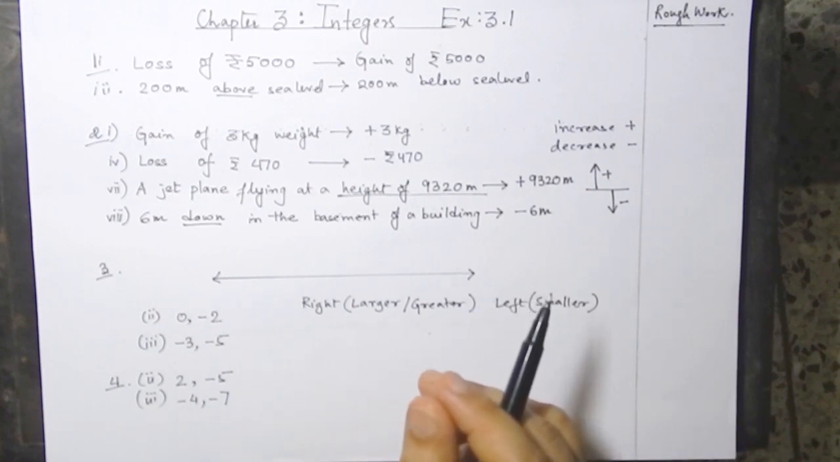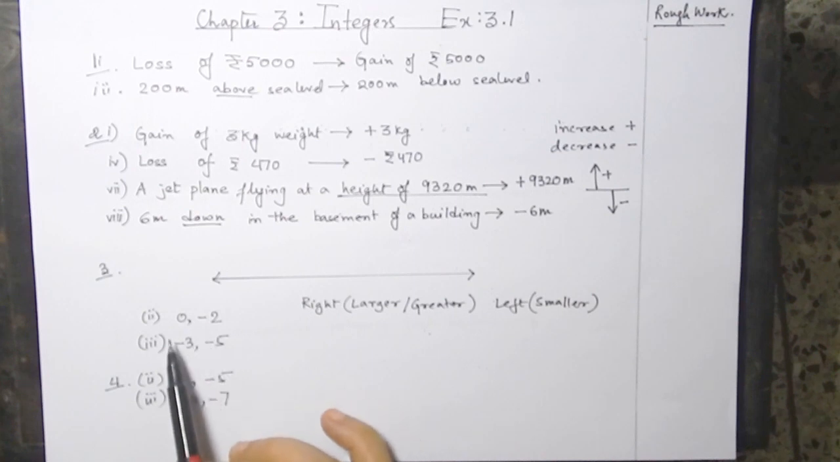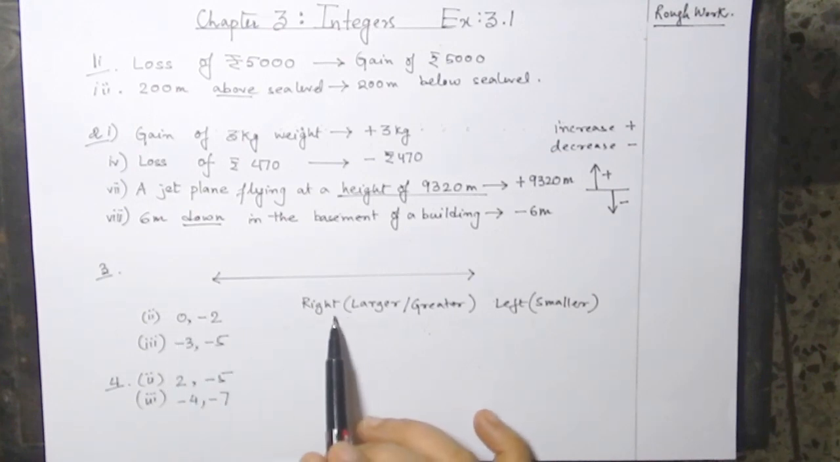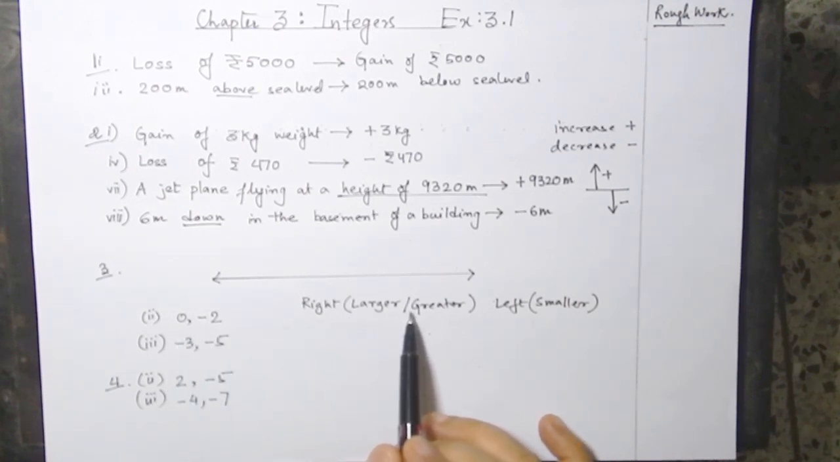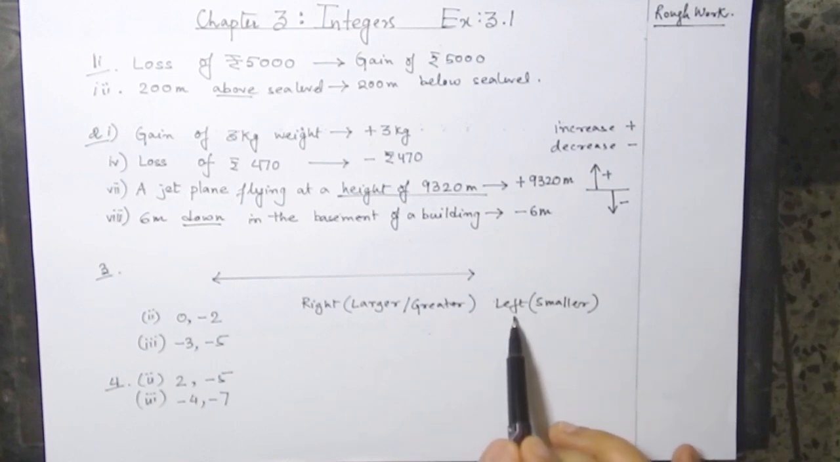Let us move on to the next question, question number 3. Let's read it. In each of the following, which number is on the right of the other on the number line? Now, we know right hand side consists of the larger number or the greater number, and the smaller numbers are always on the left.